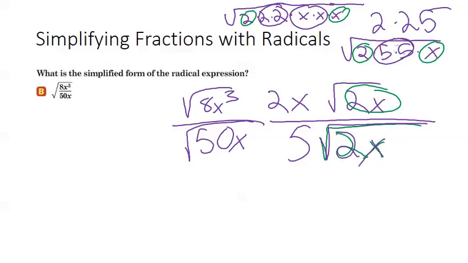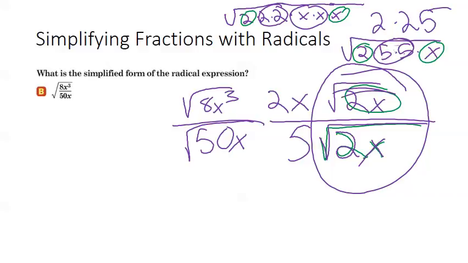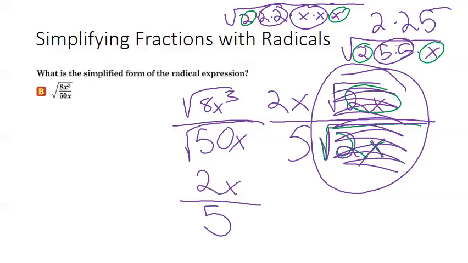Now, what's interesting about this? Well, if you've noticed that we've got the square root of 2x on the top and the bottom, then you know that they cancel each other out. So what's our answer? What's the simplified form? Well, it's 2x over 5. If you saw this, you would be crazy if you knew that this was 2x over 5, okay? I certainly didn't know that. But you do the math, you realize that the square root of 2x cancels out, and you're left with your answer.